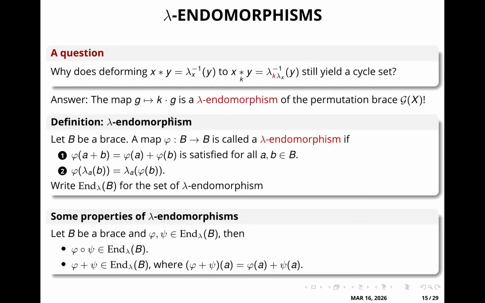So what is a lambda endomorphism? As said, it's an endomorphism of the additive group as a module over the multiplicative group. We demand that it's additive, so it is a homomorphism of the additive group, and furthermore, we demand that it intertwines the lambda action. We denote the set of endomorphisms by this. It's simply the endomorphisms of B with respect to lambda.